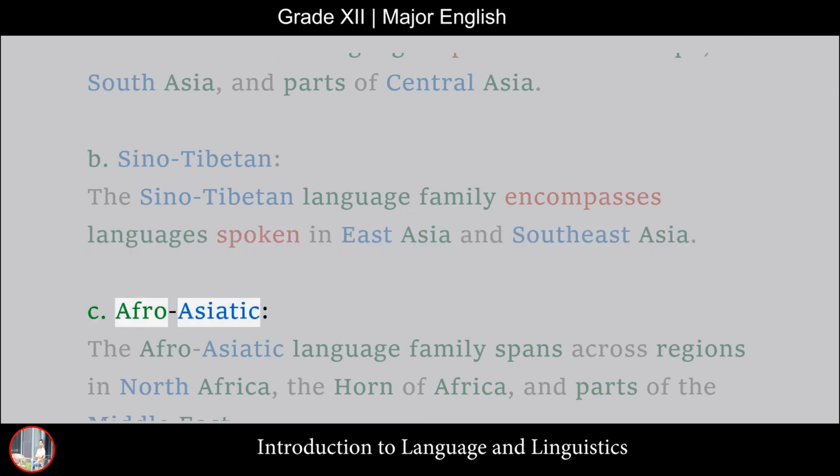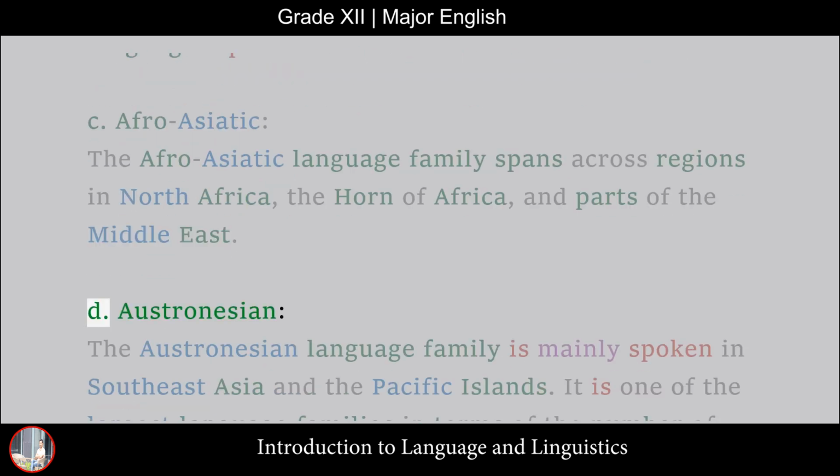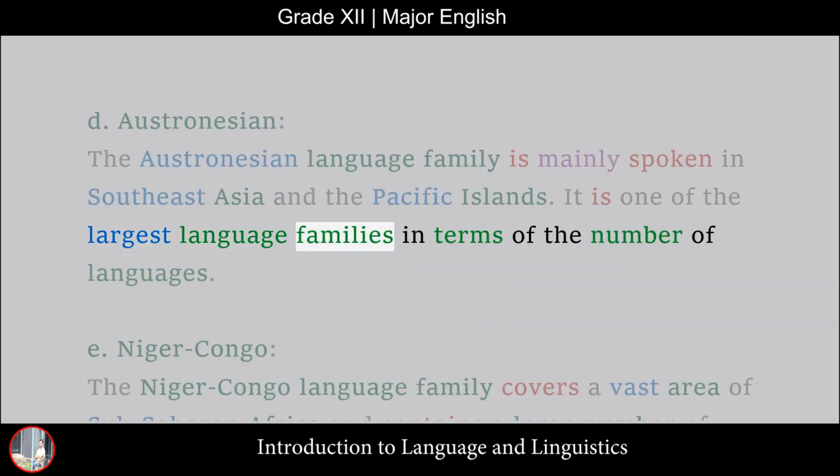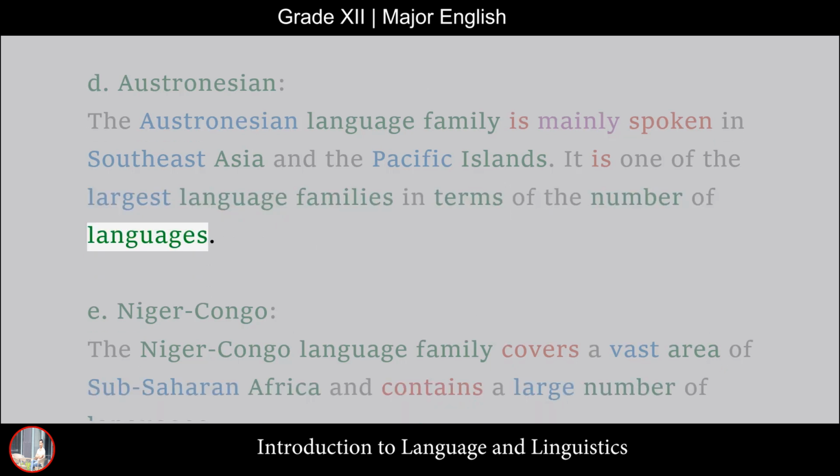C. Afroasiatic. The Afroasiatic language family spans across regions in North Africa, the Horn of Africa, and parts of the Middle East. D. Austronesian. The Austronesian language family is mainly spoken in Southeast Asia and the Pacific Islands. It is one of the largest language families in terms of the number of languages. E. Niger-Congo. The Niger-Congo language family covers a vast area of sub-Saharan Africa and contains a large number of languages.